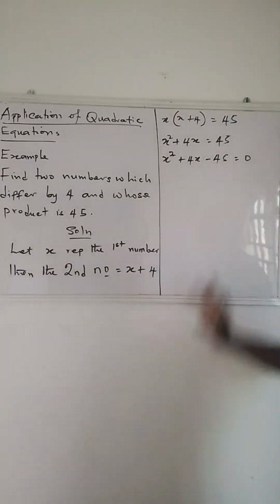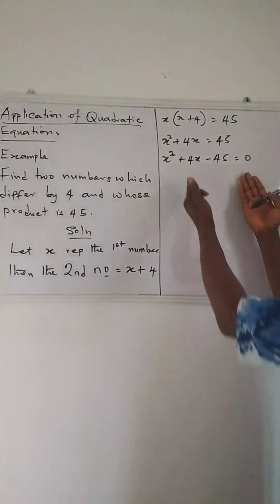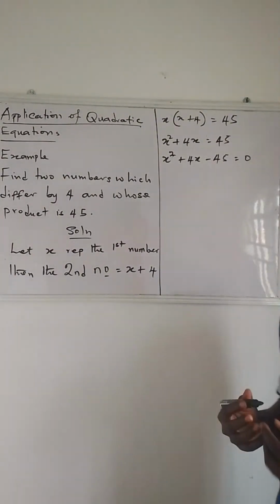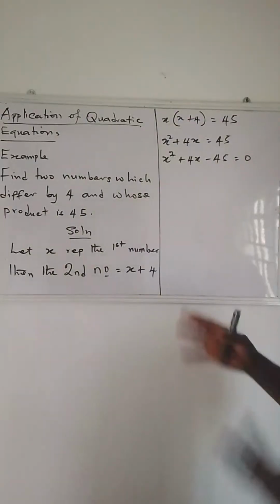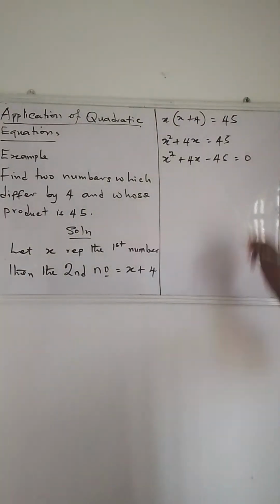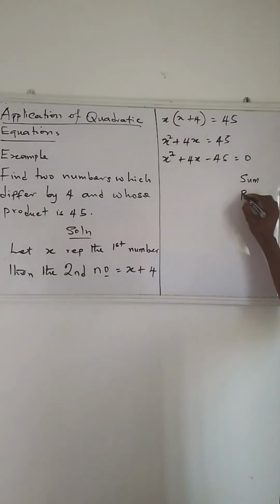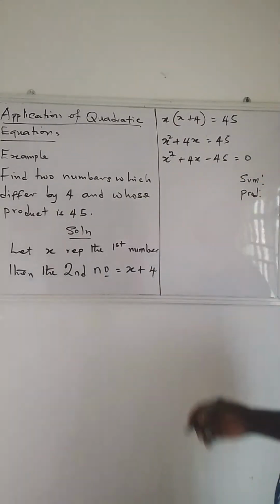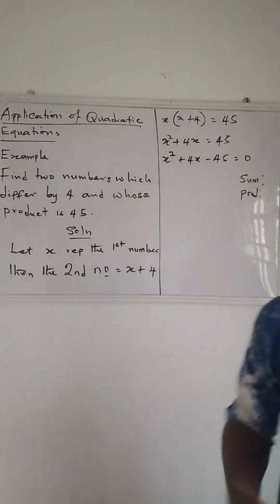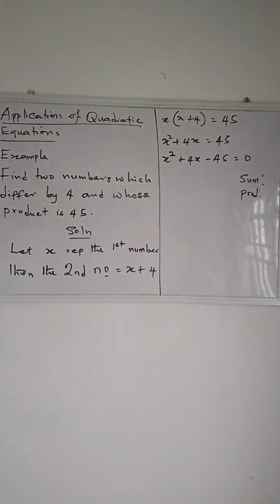Now, these are standard quadratic equations. So how do we solve this quadratic equation? Do you remember what we did the last time? You look for the sum and product of this quadratic equation. So what is the sum and the product? Can you drop your answer in the comment section? Maybe you still remember what we did the last time. Is anybody giving me the answer? What is sum and what is product?